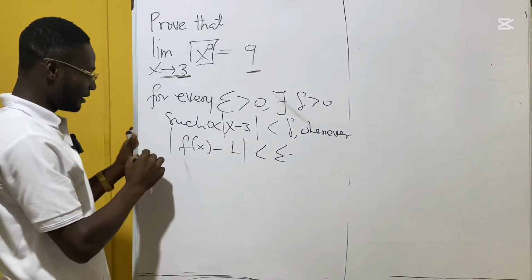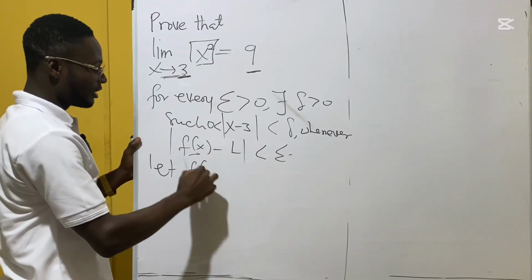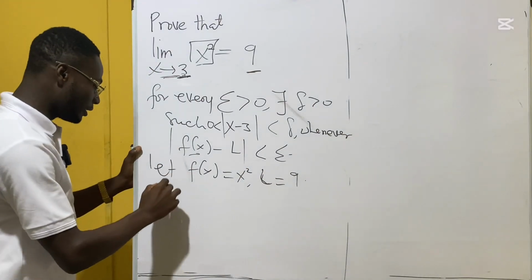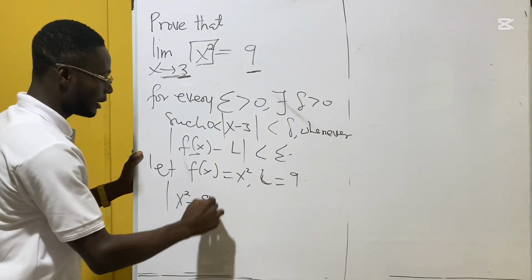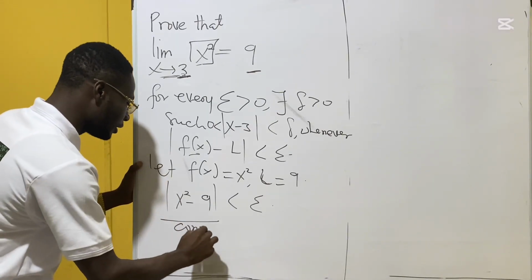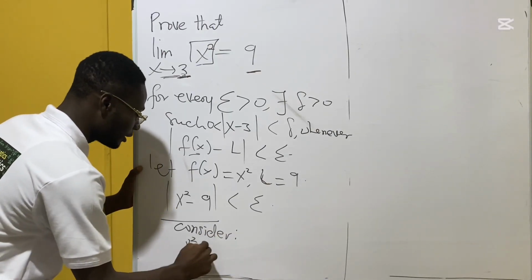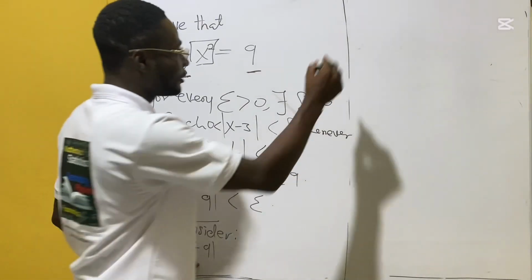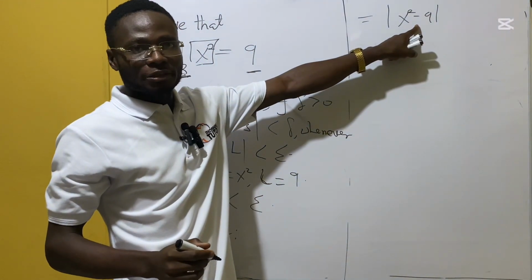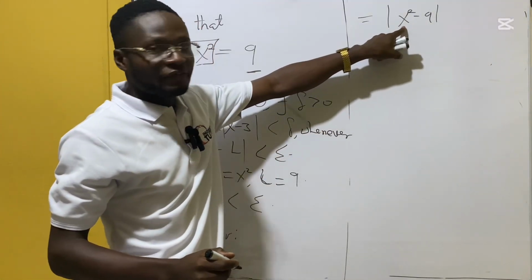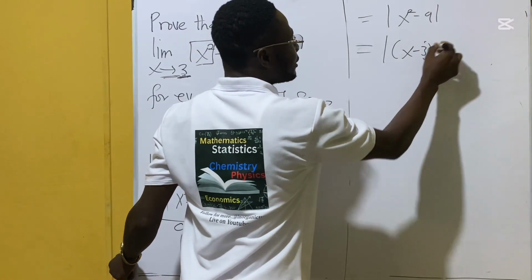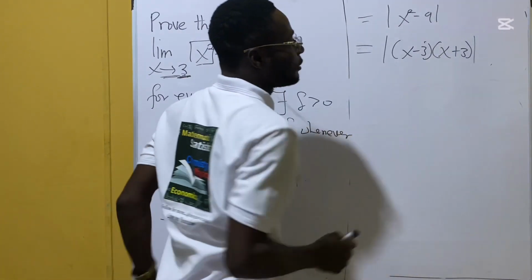So let's look at it here. f of x here is the s squared. So f of s is equal to s squared, and the L is the limit. Let's consider that s squared minus 9 should be less than epsilon. So we consider s squared minus 9. We have to manipulate this algebraic expression. We can see that this is a difference of two squares, so this is the same as x minus 3 and x plus 3.